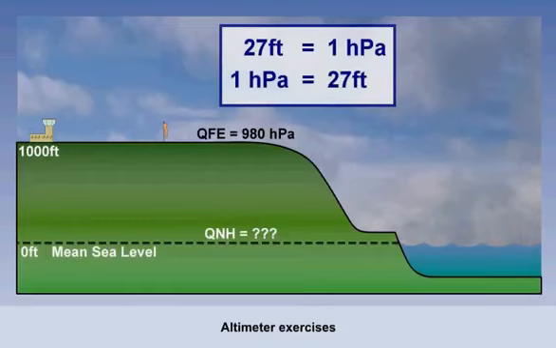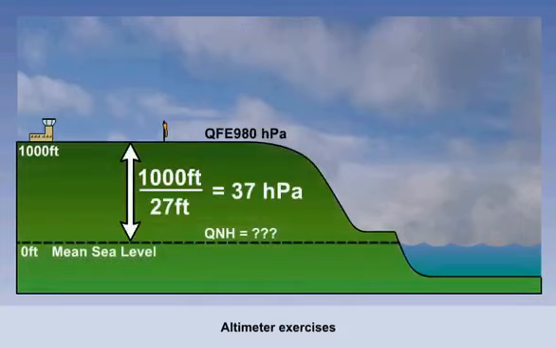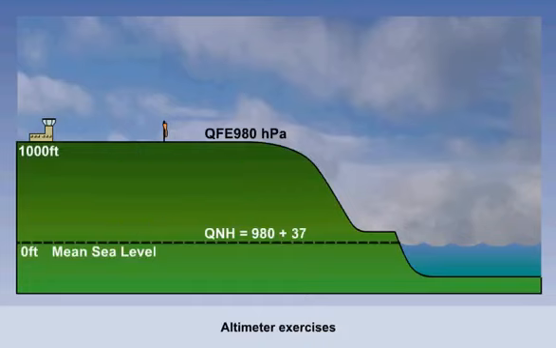But by how much? If we know that pressure changes by approximately 27 feet per hectopascal, all we have to do is to find out by how much the pressure changes in 1,000 feet. This requires a simple calculation. 1,000 feet divided by 27 tells us that the pressure change in 1,000 feet is approximately 37 hectopascals. Now we simply add this to the pressure at the airfield to find the QNH. In this example, the QNH will be 980 plus 37, which equals 1017 hectopascals.